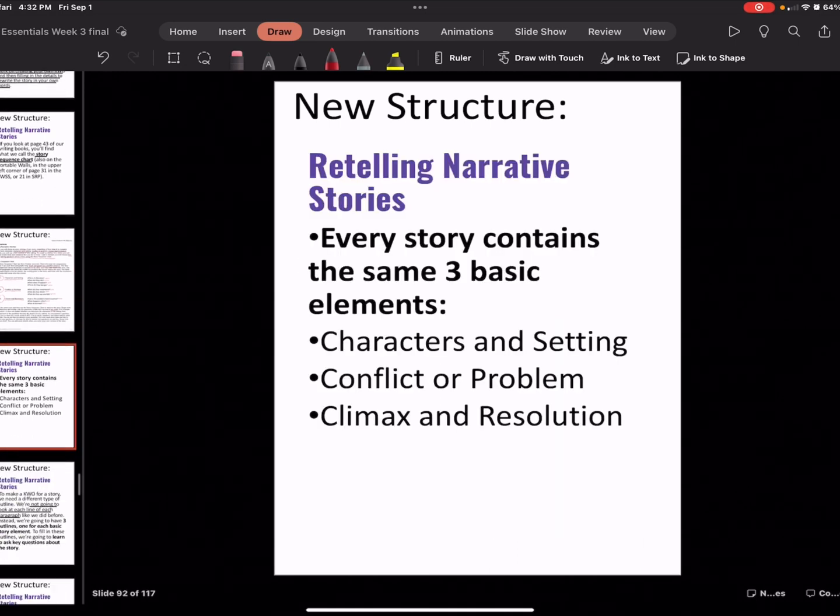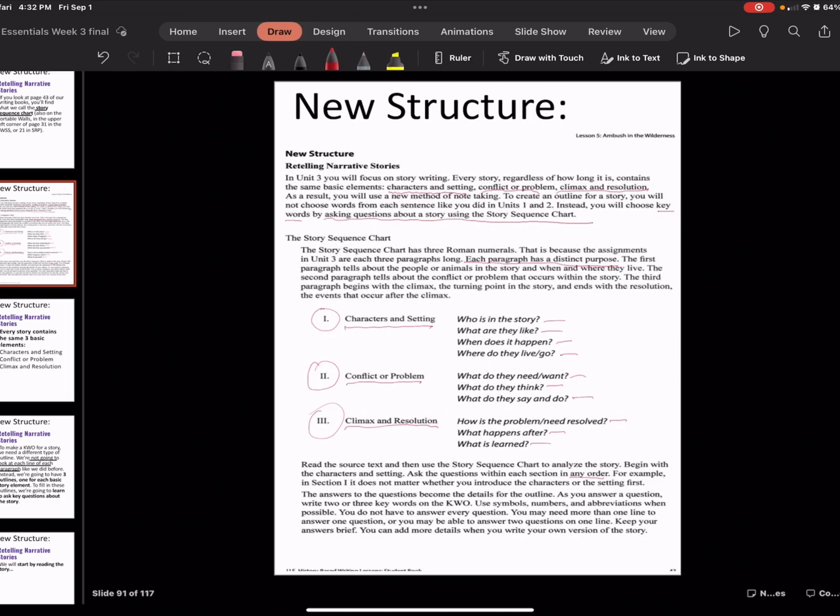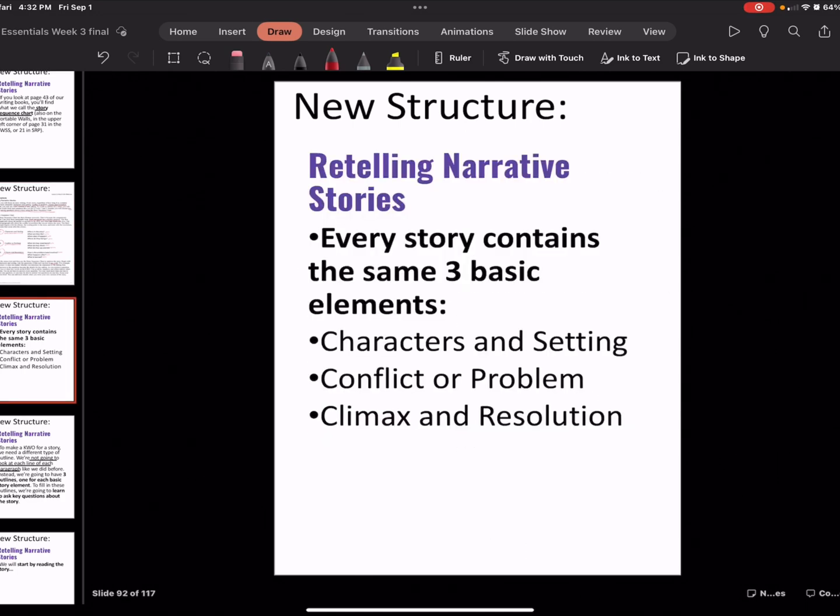So we're going to change now to here. And this is just a recap of this, okay? So every story you've read, every story you've watched or listened to contain the same 3 basic elements: characters and setting, conflict or problem, climax, and resolution.